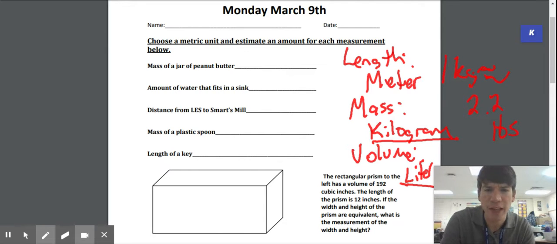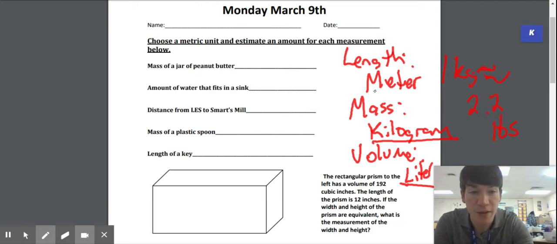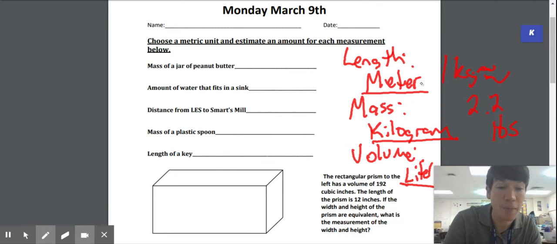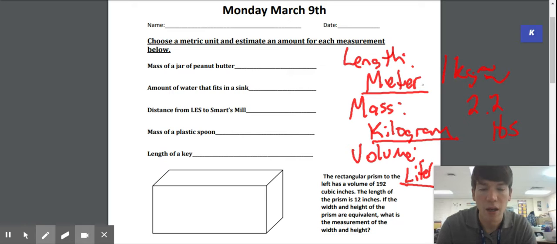The distance from LES to Smart's Mill, that's going to be the length. So we're going to use meters. And in particular, because it's a longer distance, we're going to use a lot of meters or a kilometer. Remember, a kilometer is the same as 1,000 meters. You can decide based upon that how much you think that's going to be. Remember, a kilometer also is a little more than half a mile, about 0.6 of a mile. So think about that as well as you're choosing an answer there. All right, we're going to move to the next section here.